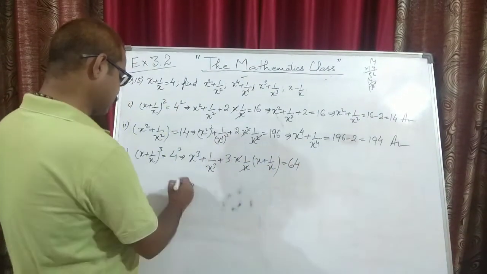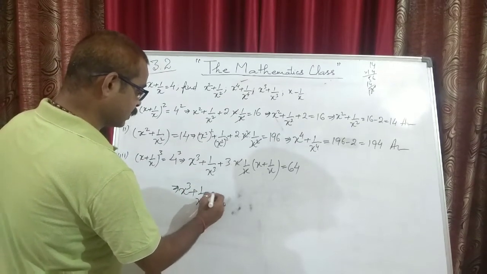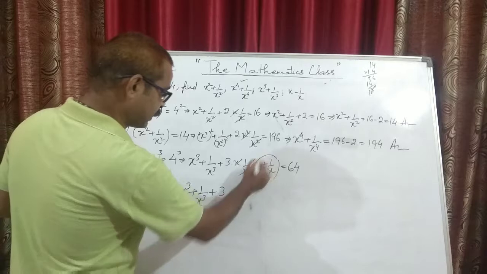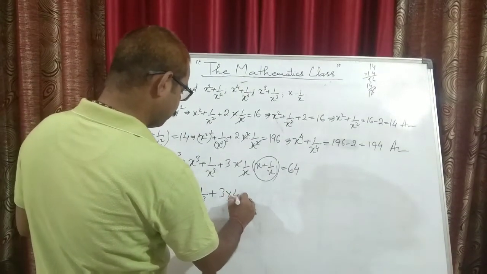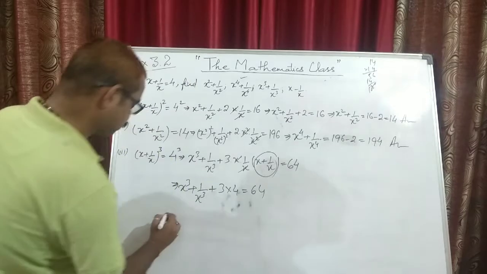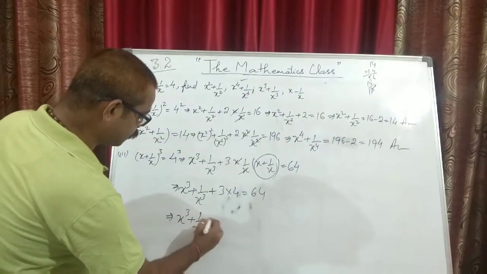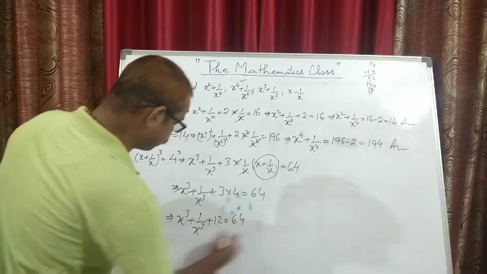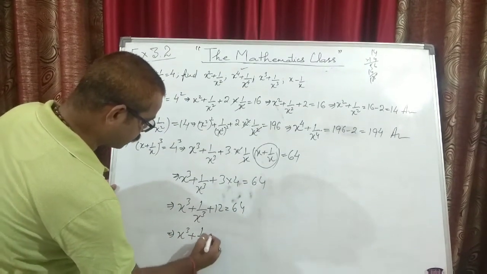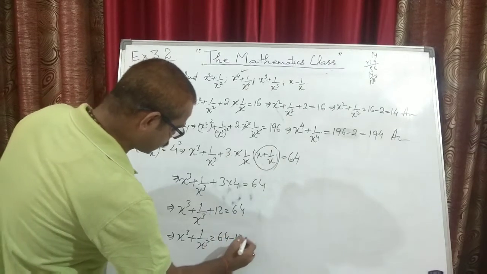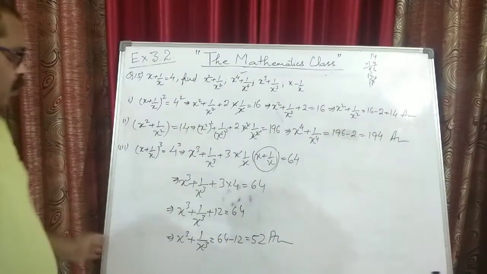This and this cancelled. So in place of x cube plus 1 upon x cube plus 3 times, in place of x plus 1 upon x you can write 4. So 3 into 4 is equal to 64. So you can say that x cube plus 1 upon x cube plus 12 is equal to 64, which implies that x cube plus 1 upon x cube is equal to 64 minus 12, that is 52. That is the final value of this.